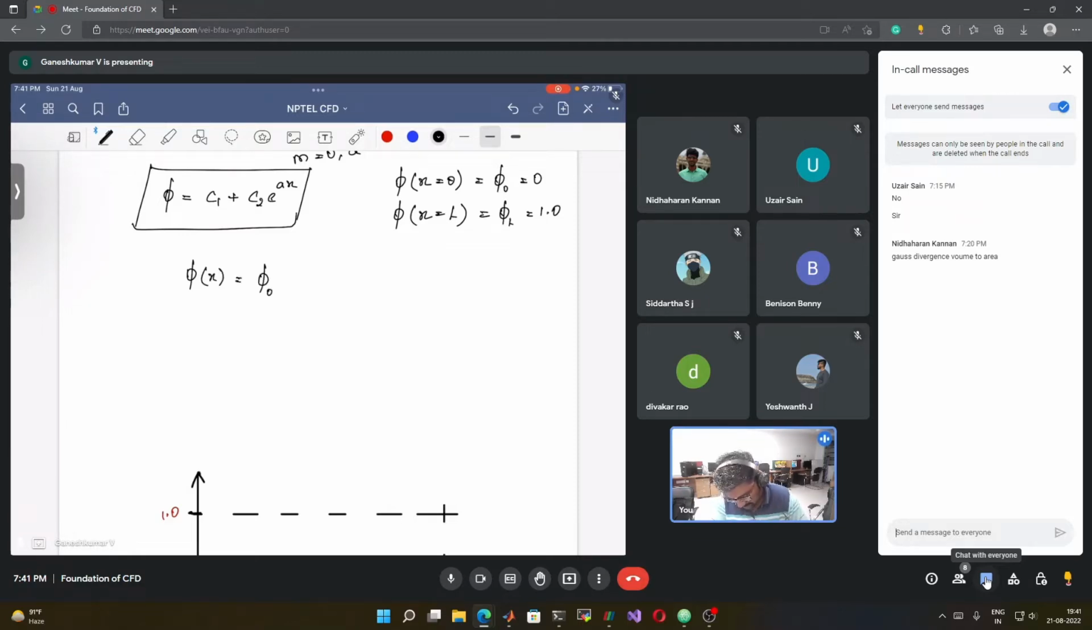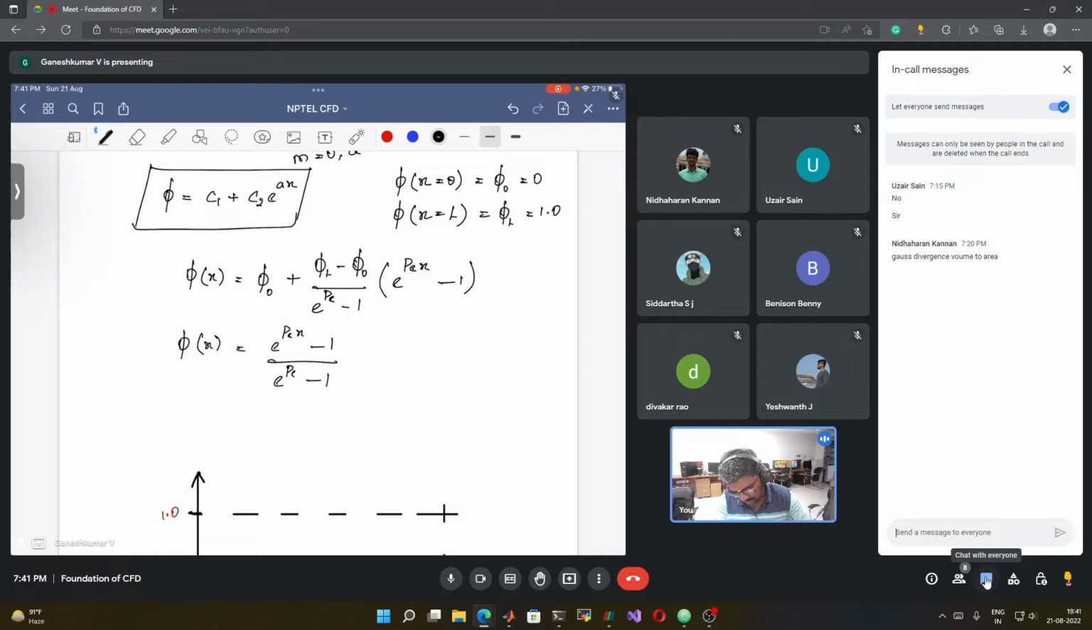So it's going to be phi of x would be phi naught, which is 0 actually, plus phi L minus phi naught divided by e power Pe minus 1, because L is equal to 1. So Pe by L becomes 1, e power Pe x minus 1. Okay. So if we simplify this also, what would happen? e power Pe x minus 1 divided by e power Pe minus 1, isn't it?